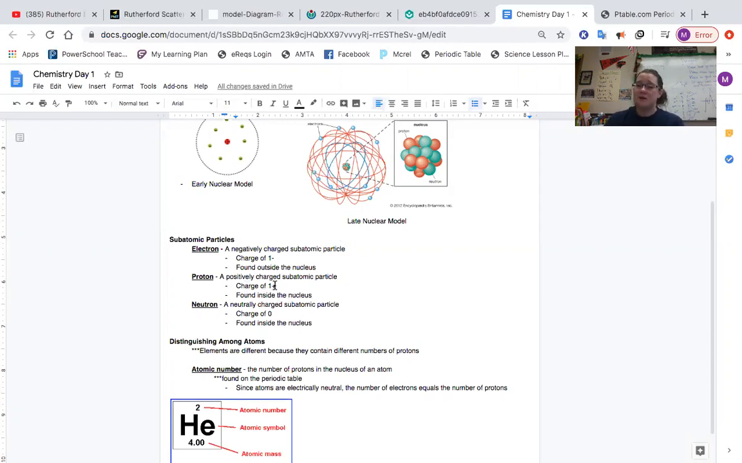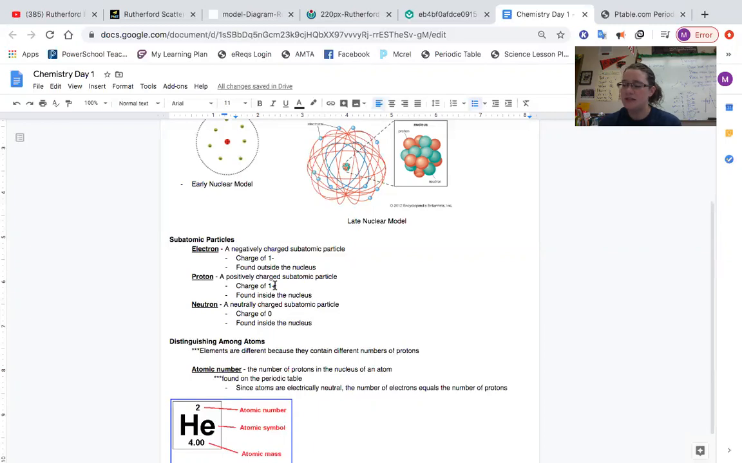They balance out our electrons, so they have a charge of 1 plus, and they are found inside of the nucleus. Now, a neutron is also within the nucleus, and it's actually neutrally charged, so it doesn't affect the overall charge of our atom. So we just say it has a charge of 0, and again, that one is found inside of the nucleus. And so how do we have different elements?